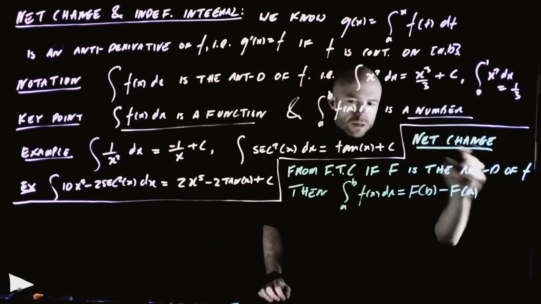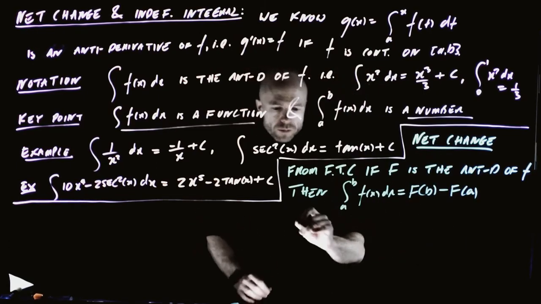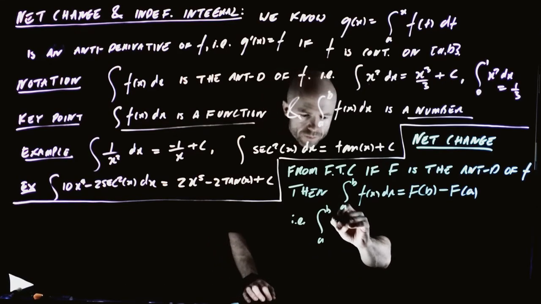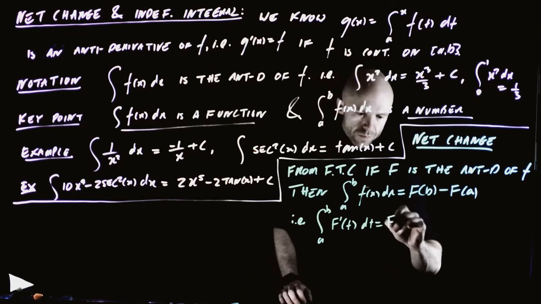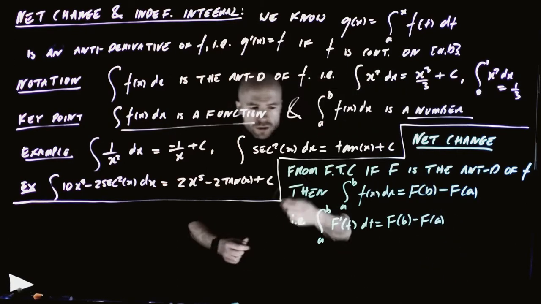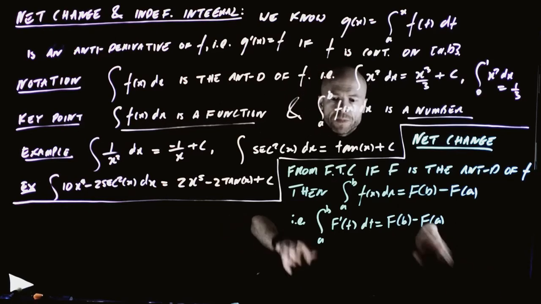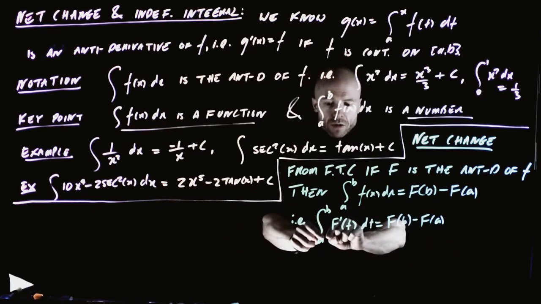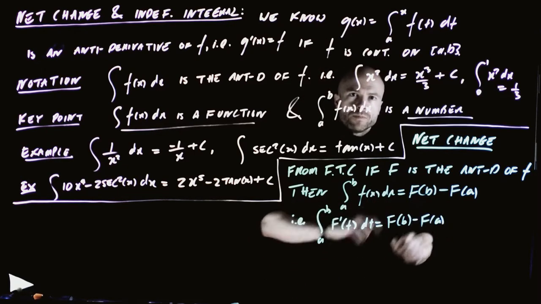Since capital F is the antiderivative, then little f is just capital F prime. So this is the same as writing that the integral from a to b of F prime of t dt is F of b minus F of a. In other words, if we use this generalized addition, which is the definite integral, to add together all of these rates of change over every t between a and b, then we get the net change in F.